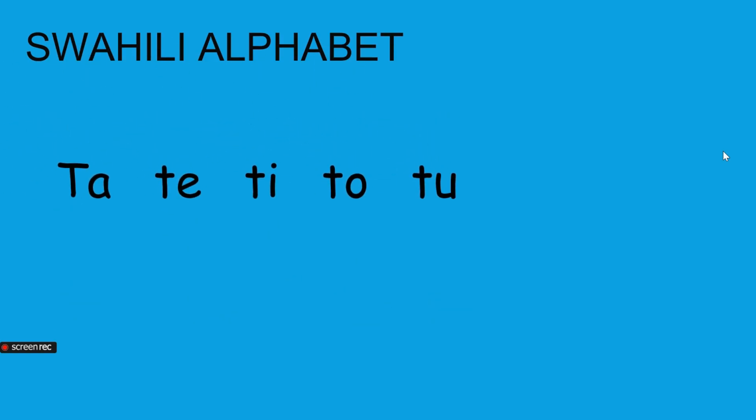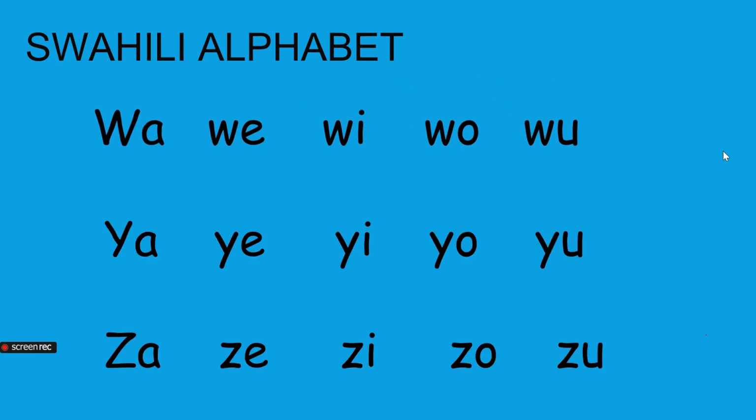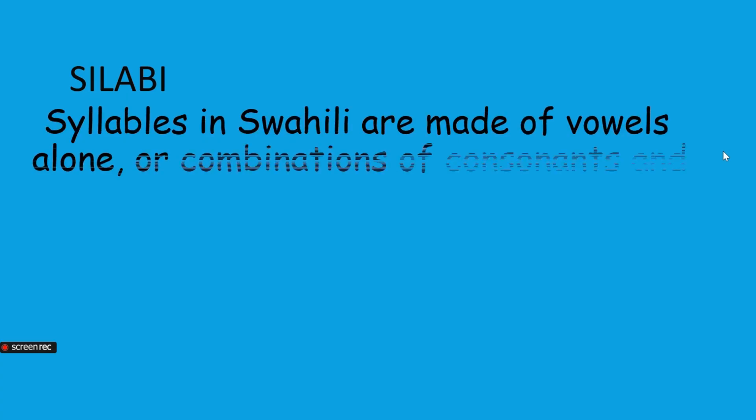Ta, te, ti, to, tu. Va, ve, vi, vo, vu. Wa, we, wi, wo, wu. Ya, ye, yi, yo, yu. Za, ze, zi, zo, zu.